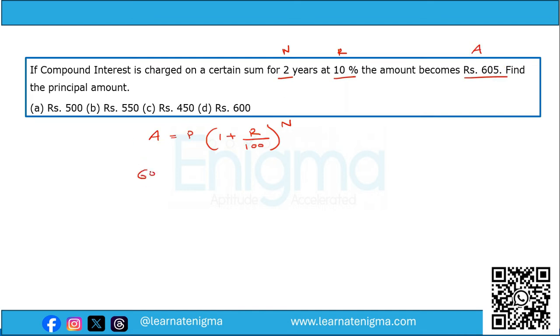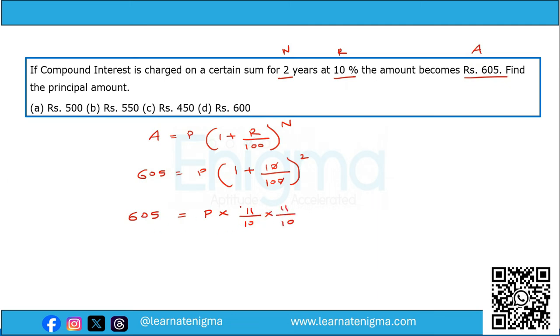So amount is 605. P we have to find out. 1 plus R is 10, so 10 upon 100 raised to 2. So this will become 605 = P × 11/10 × 11/10.